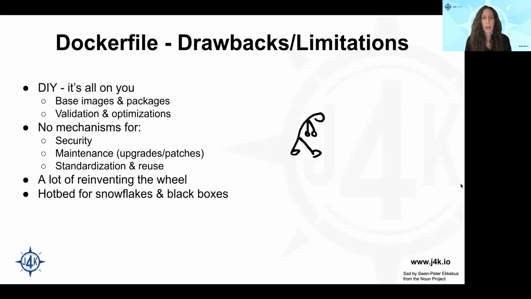Also, every Dockerfile is its own thing, right? There's no central way to standardize. There's no formal way to share and ensure that the developers across your organization are reusing the same Dockerfiles or the same best practices within a Dockerfile, right? So there's a lot of reinventing the wheel, and you really end up with this hotbed for snowflakes where every Docker image can be different, or the images generated by each team can be different. And from an operational point of view, they're just a bunch of black boxes. You don't really know what's inside of them.